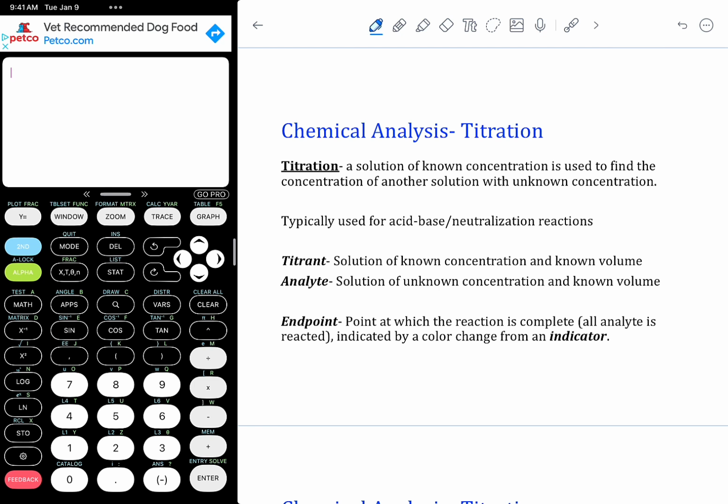If you're in the lab, you would see this by a color change noted by an indicator solution. So sometimes we see color changes from clear solutions to pink, yellow to blue, green to yellow. There's even an orange to pink. There's a bunch of different indicators that can tell us the endpoint of those reactions, because typically they're between two solutions that are both clear, so there's no way to tell when the reaction is done unless we have an indicator.